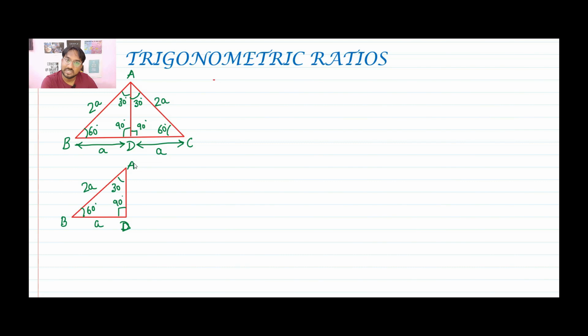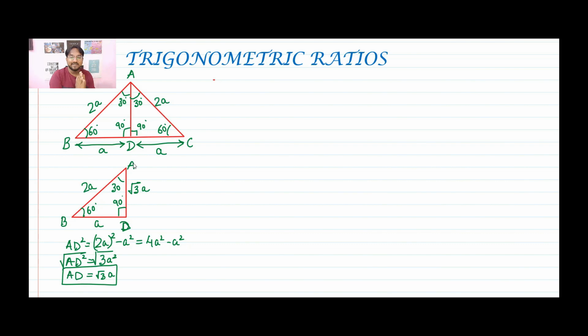Now we do not know AD, so let's first find AD using Pythagoras theorem. So using Pythagoras theorem, AD square will be equal to hypotenuse square minus the other side square. So 2A whole square minus A square, so it will be 4A square minus A square. So AD square comes out to be 3A square, and now we need AD, so let's take square root on both sides. So AD will be equal to square root 3, and this A comes out. So AD is square root 3A. So let's write here square root 3A.